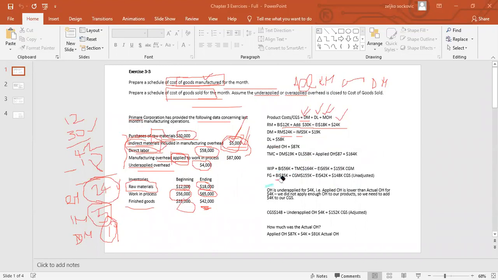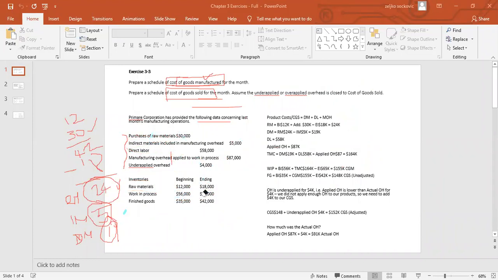Okay. Now, we already have here that our overhead is underapplied by 4. Applied overhead is 87, and our cost of goods sold here is 148, unadjusted. If it's unadjusted at 148, and we underapplied our overhead by 4, what are we going to do? We need to add these 4 to 148. Why? Because we did not apply enough overhead. So we need to add 4 more to these 148 to get to 152 adjusted.